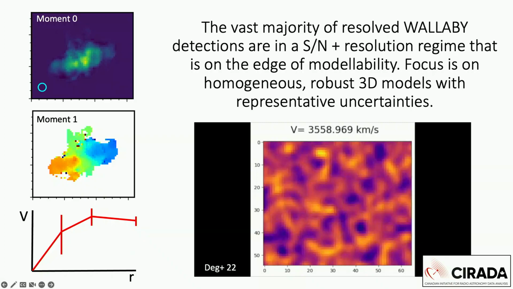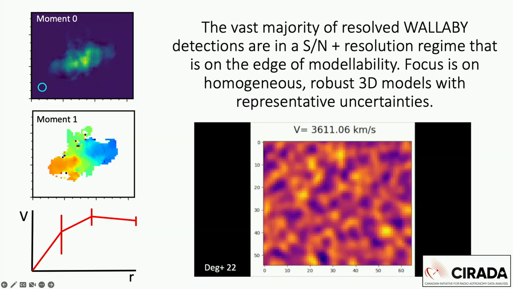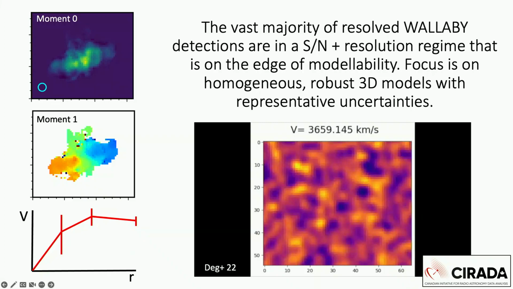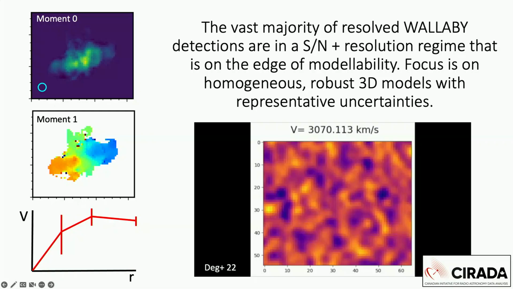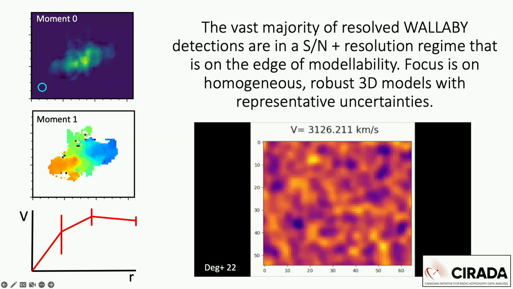And so my group is leading the effort to model these systems, and the focus is on robust, homogeneous models with representative uncertainties, because we're trying to do statistics with these galaxies, and no one's ever done that before. And so here's an example of a detection. I think it's this detection, but I'd have to check with Nathan to be sure. So here's the gas distribution, which some astronomers call moment zero. Here's the velocity map, which again, you can get from a moment of the cube. And then here's a representative rotation curve.